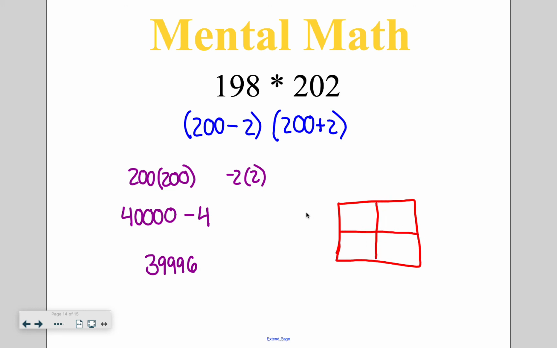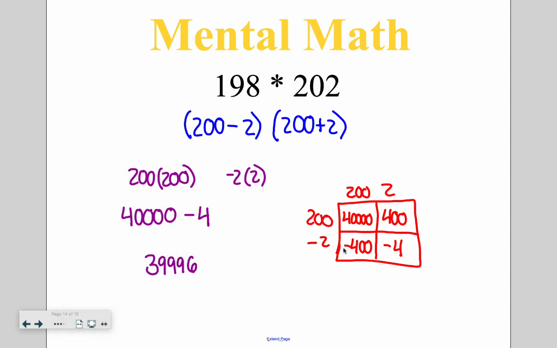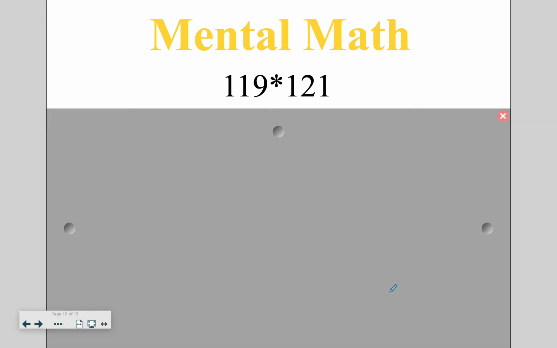Once again, if you prefer the box method, you can set it up the same way, and we would get the 200 and the negative 2 on one side, the 200 and the positive 2 on the other side. Once again, 200 times 200 gives you 40,000. 200 times negative 2 is negative 400. 200 times positive 2 is positive 400. And then negative 2 times positive 2 is negative 4. Those 400s would cancel out since one is positive and one is negative, and we're left with 40,000 minus 4 again, which is still going to give you 39,996. Go ahead and try this one on your own.